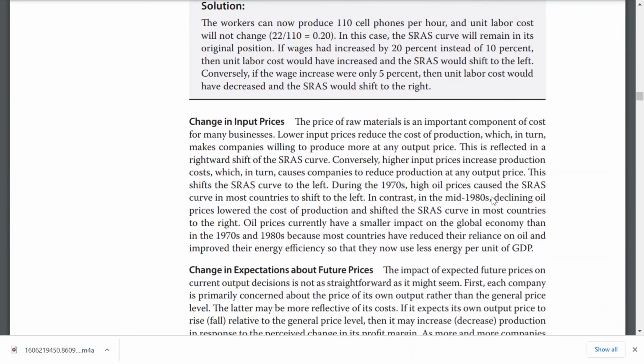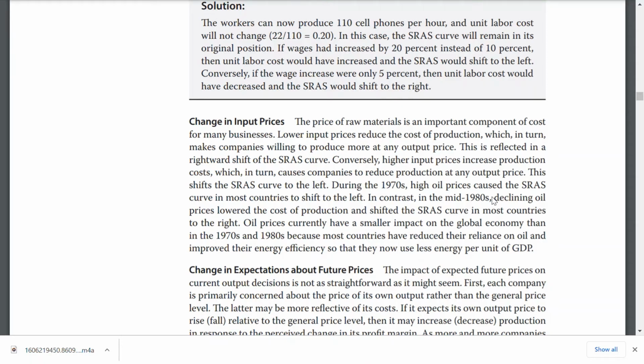The price of raw materials is an important component of cost for many businesses. Lowering input prices reduces the cost of production, which in turn makes companies willing to produce more at any output price. This is reflected in a rightward shift of the SRAS curve. Conversely, higher input prices increase production costs, which in turn causes companies to reduce production at any output price. This shifts the SRAS curve to the left. During the 1970s, high oil prices caused the short-run aggregate supply curve in most countries to shift to the left.